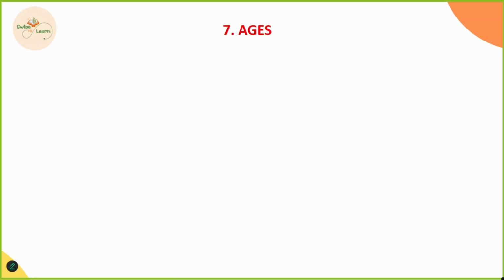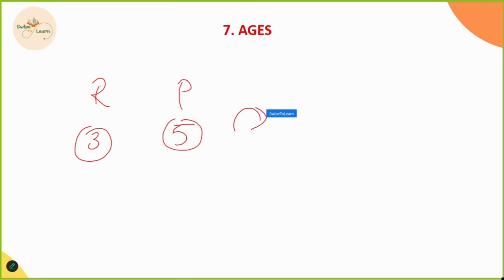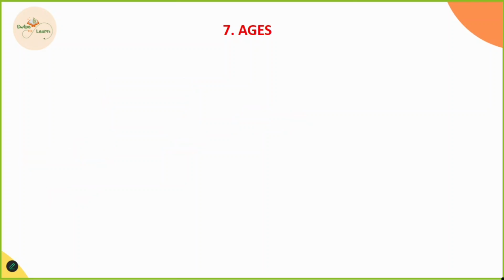I hope it's clear. And the next model is ages. Ages means they give a ratio of ages between two people. Suppose Rana and Prabhas, they can give their ratios such as 3:5, and they ask us to find the current ratios, or the ratio after 10 years, or the ratio 5 years ago. They can ask any kind of questions based on their ages.